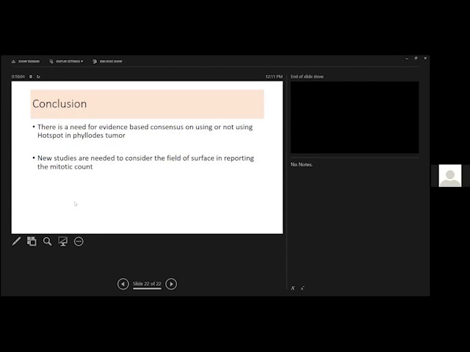And the conclusion is, as I said, there is a need for evidence-based consensus on using or not using hotspot in phyllodes tumor. And new studies are needed to consider the field of surface in reporting the mitotic count.